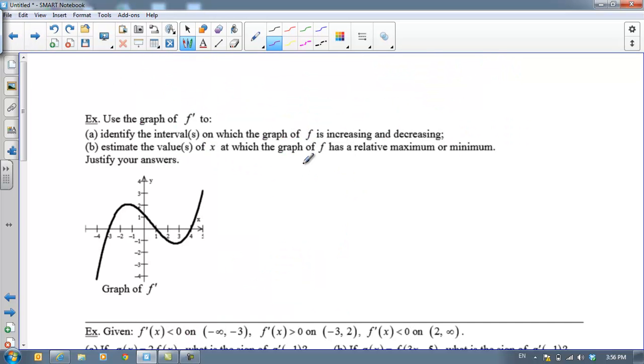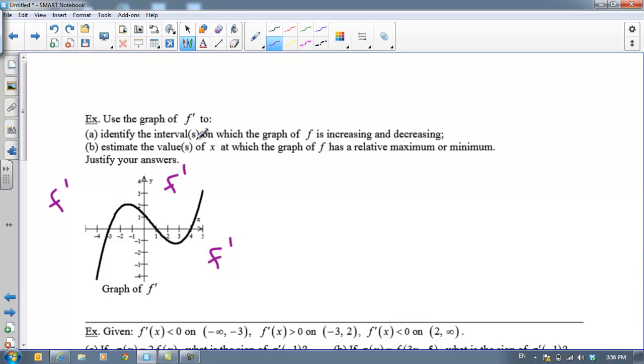Alright, so let's use this graph that we're looking at, and we are going to label this 3 times. Graph of f prime. This is f prime. I am looking at f prime. 1, 2, 3, and label it 3 times. You better know what that means. This graph is f prime. It's going to make a big difference. If I thought I was looking at f, my answers are going to be way off.